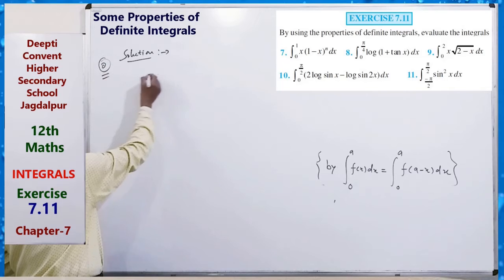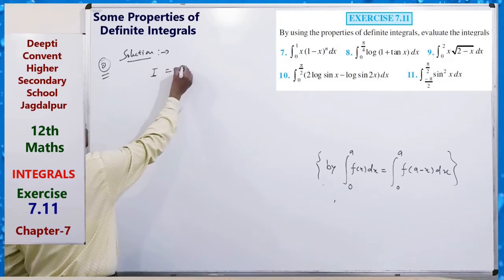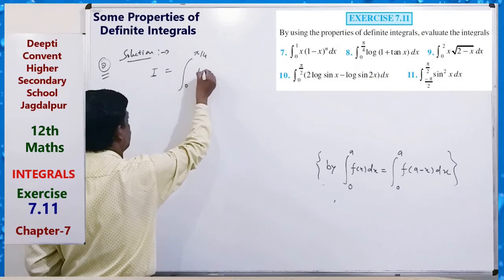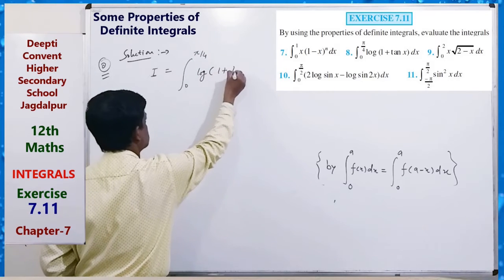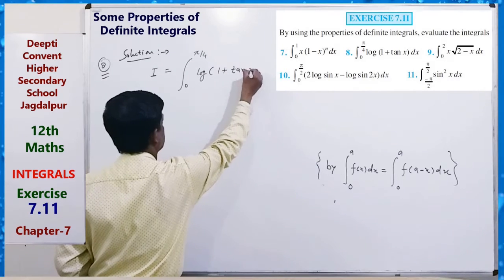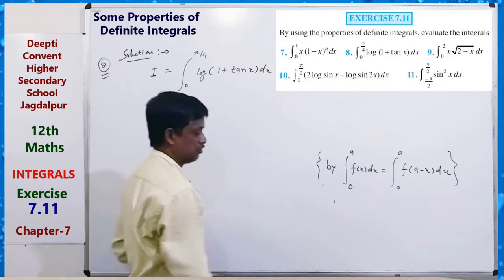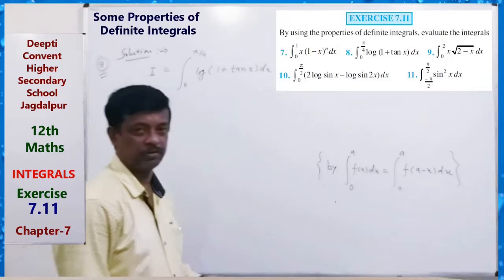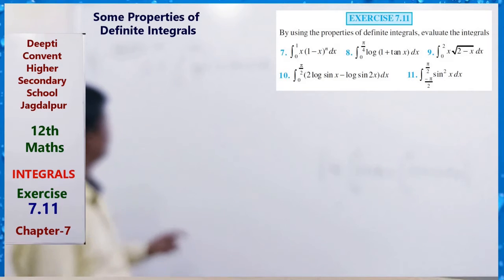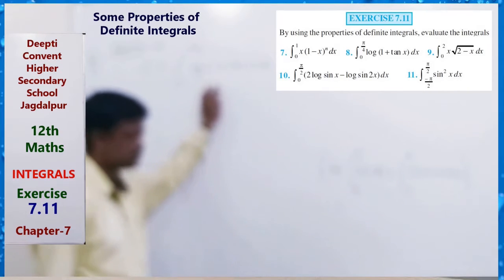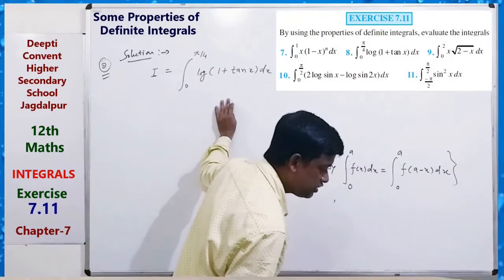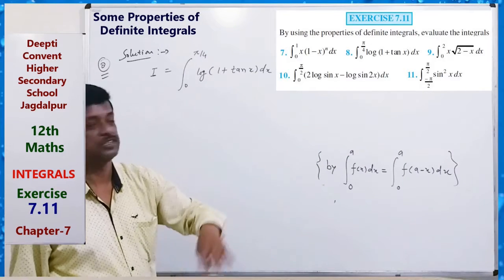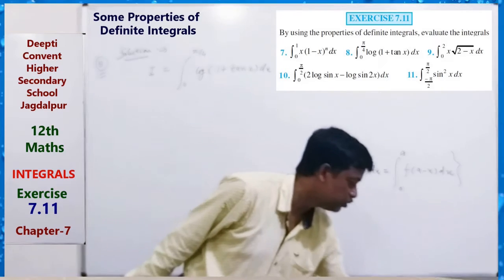Question 8. Given I equals the integral from 0 to pi by 4 of log of (1 plus tan x) dx. This is the given question. Clear? There is a similar question in question 16: the integral from 0 to pi of x log(1 plus cos x), 0 to pi, question 16.